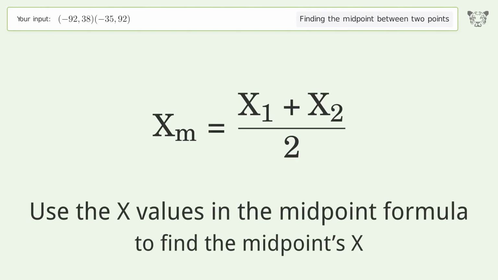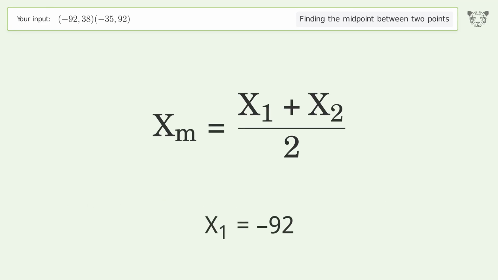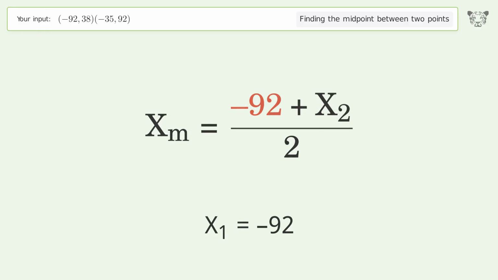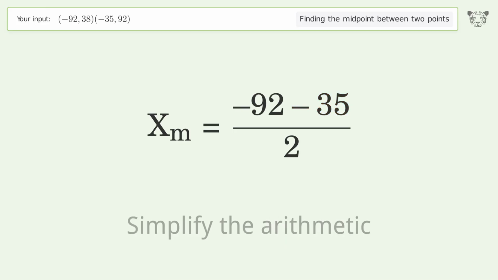Use the x values in the midpoint formula to find the midpoint's x. x1 equals negative 92. x2 equals negative 35. Simplify the arithmetic.